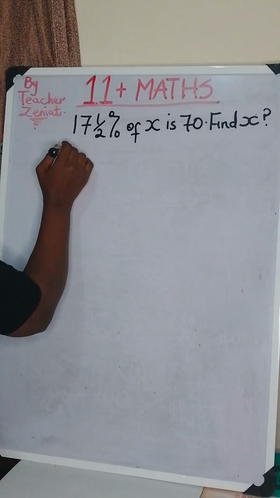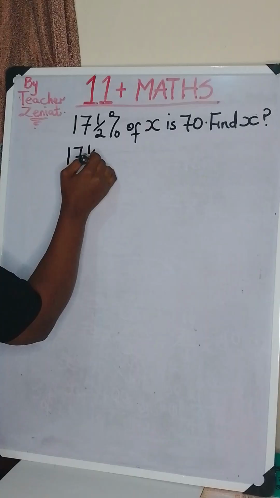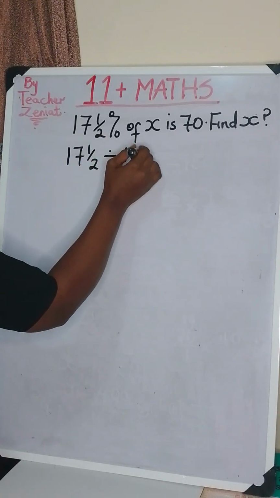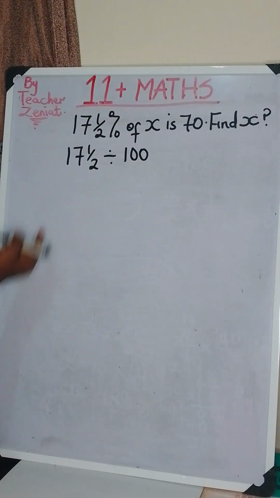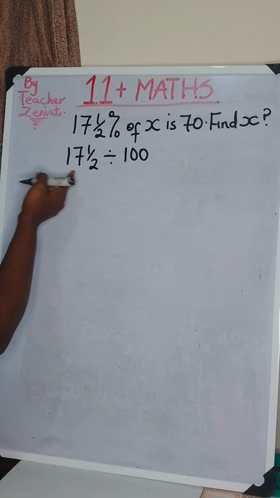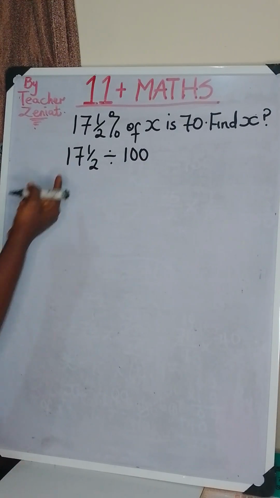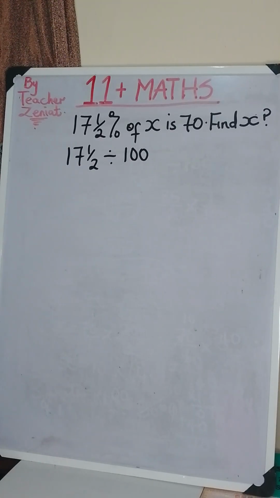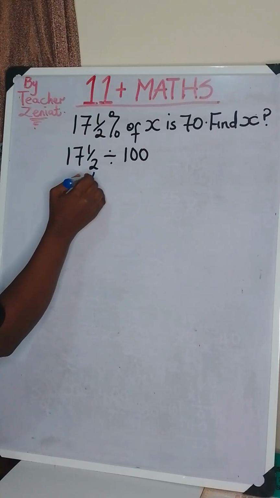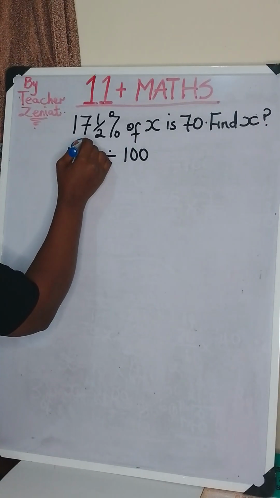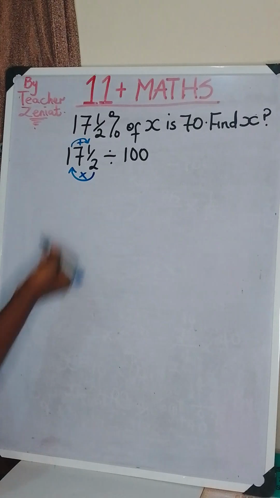Bring out your 17.5 divided by 100, which is the percentage. Now we are going to be converting this 17.5 to an improper fraction because this is a mixed fraction. We are going to use 2 to multiply 17. Then whatever we get, we are going to add to 1.